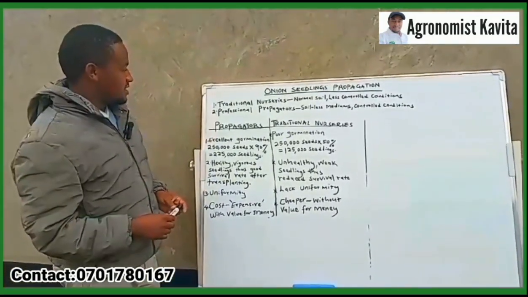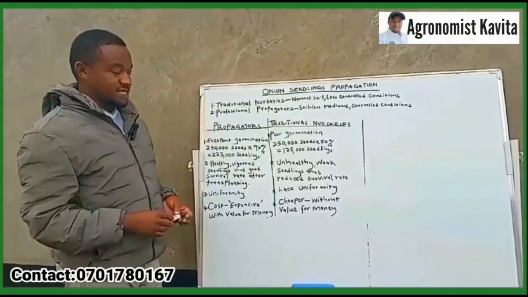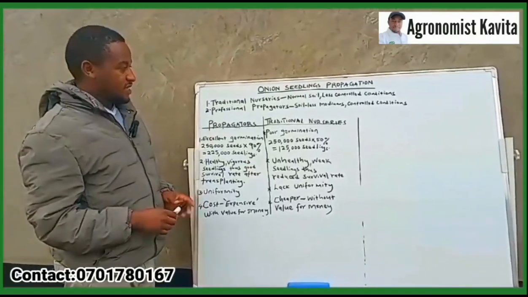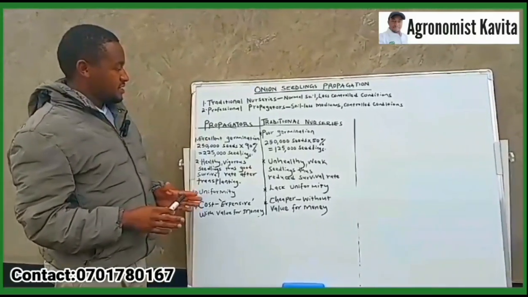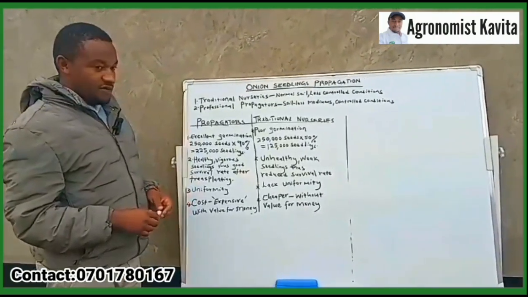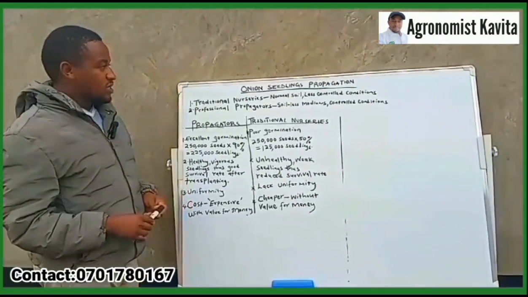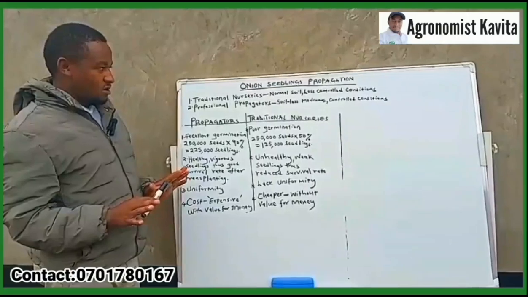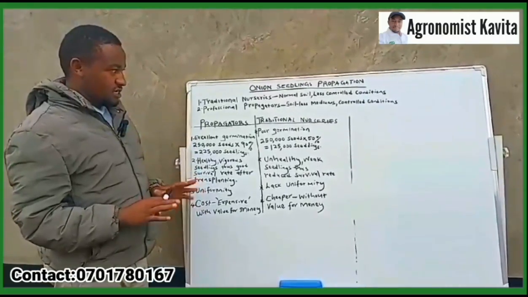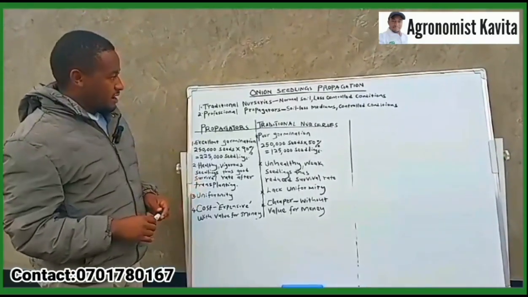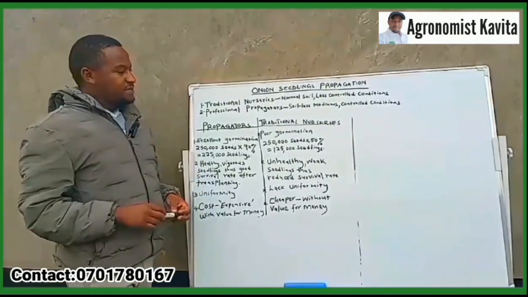Initially we were used to the traditional nurseries. The traditional nurseries are the nurseries which we establish in our farms, just using the normal soil. There are no controlled conditions, and there are mostly no technologies.